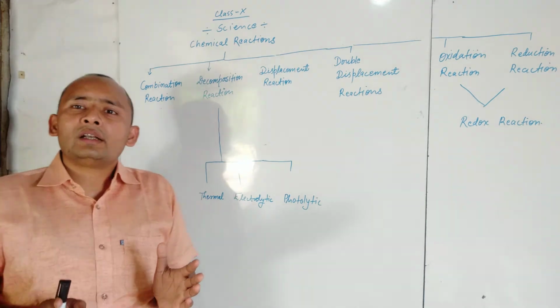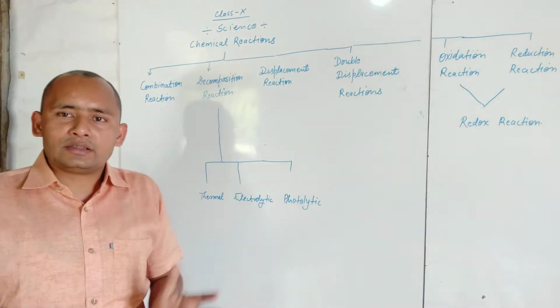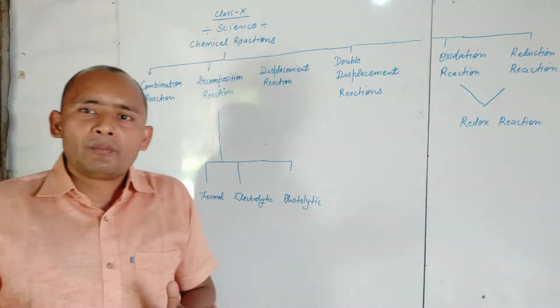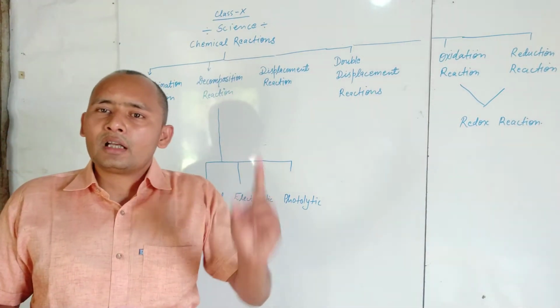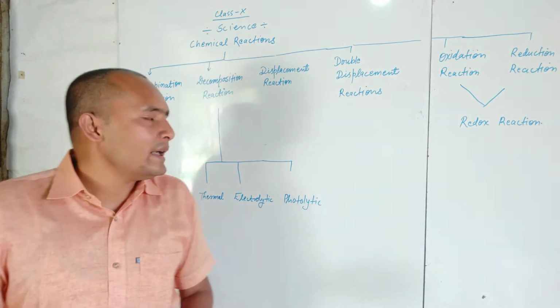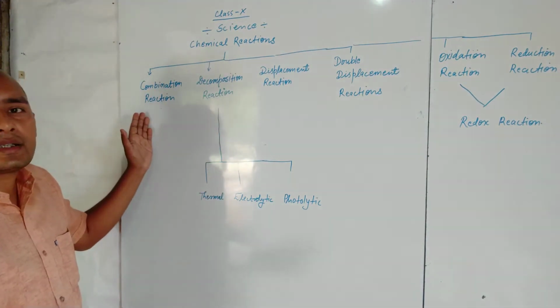One or more than one substances react with each other, but a single product is formed. If the resultant is a single product, then you are confirmed that the given reaction is a combination reaction.